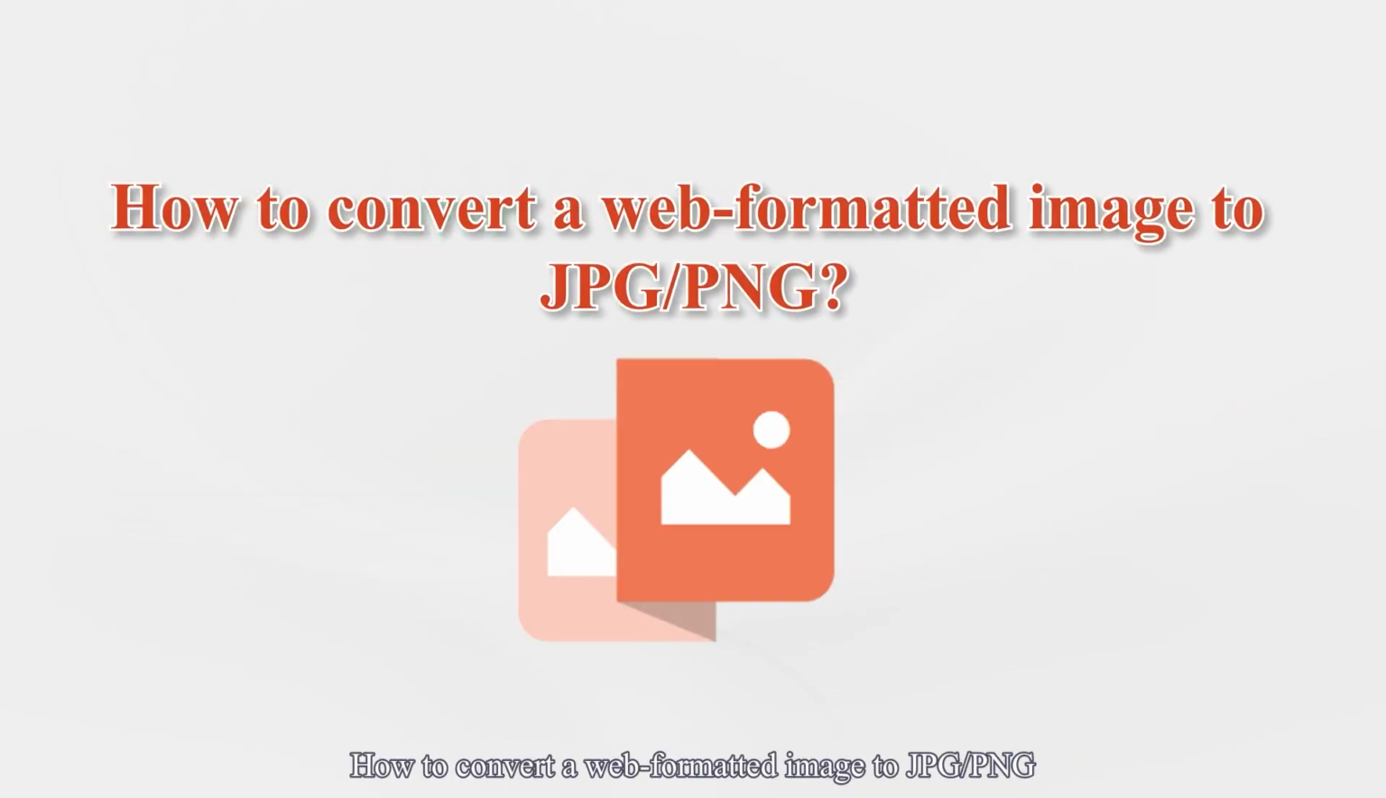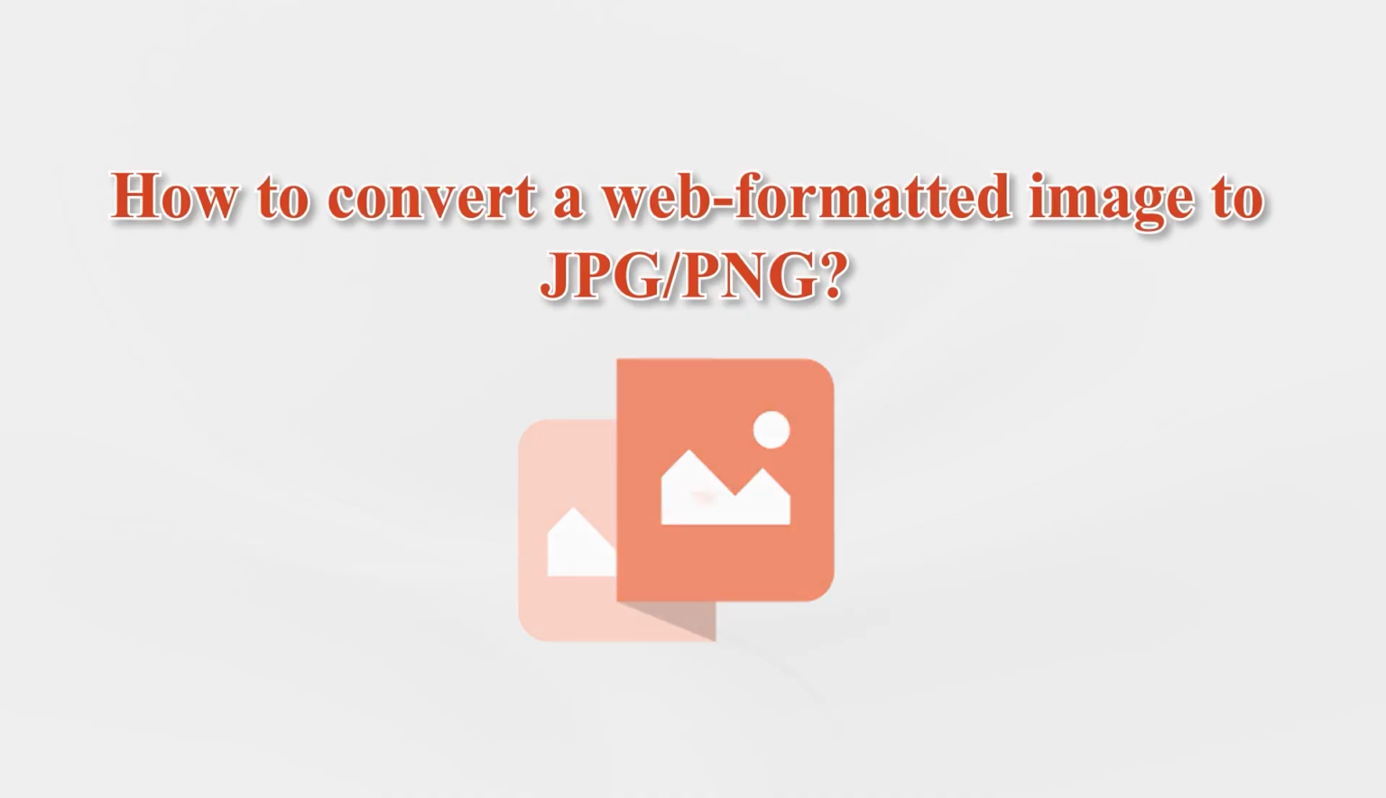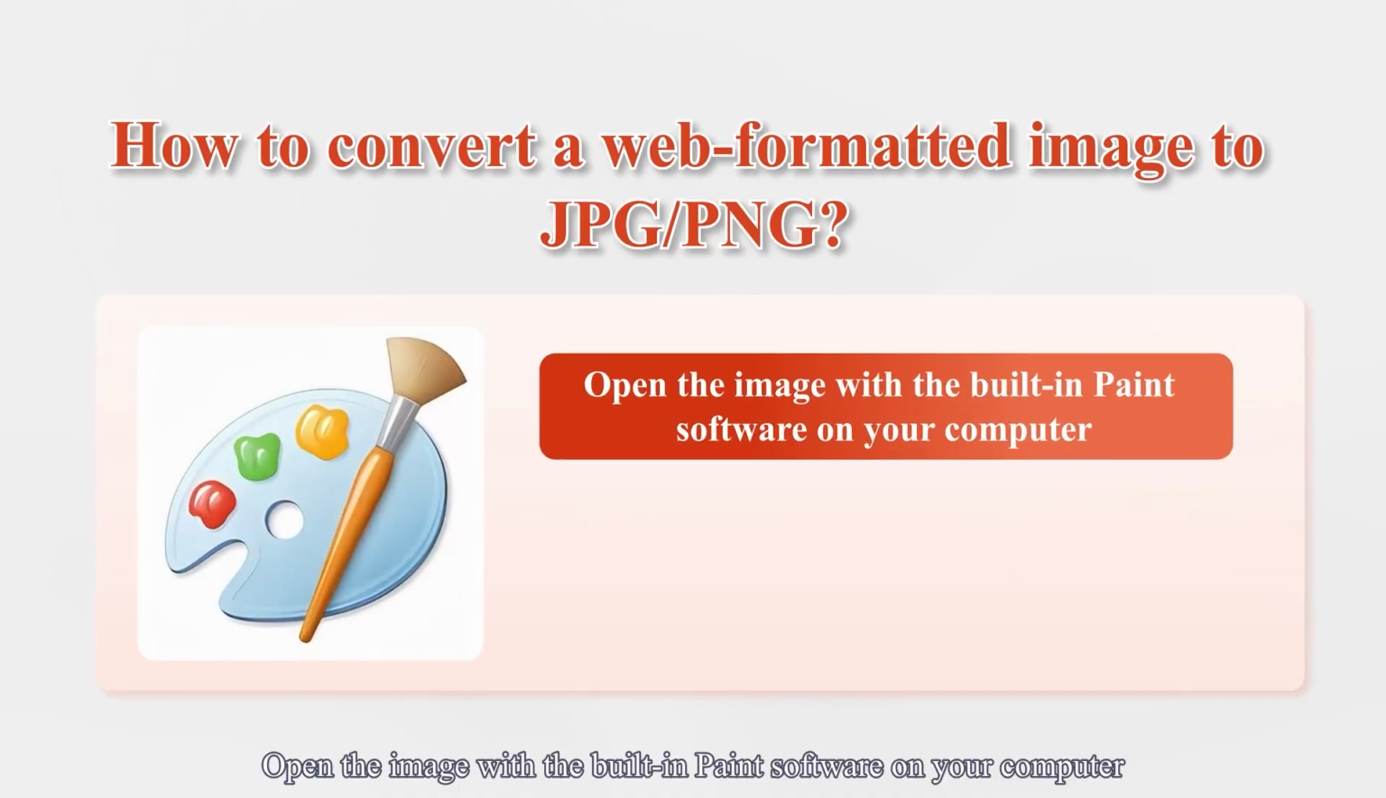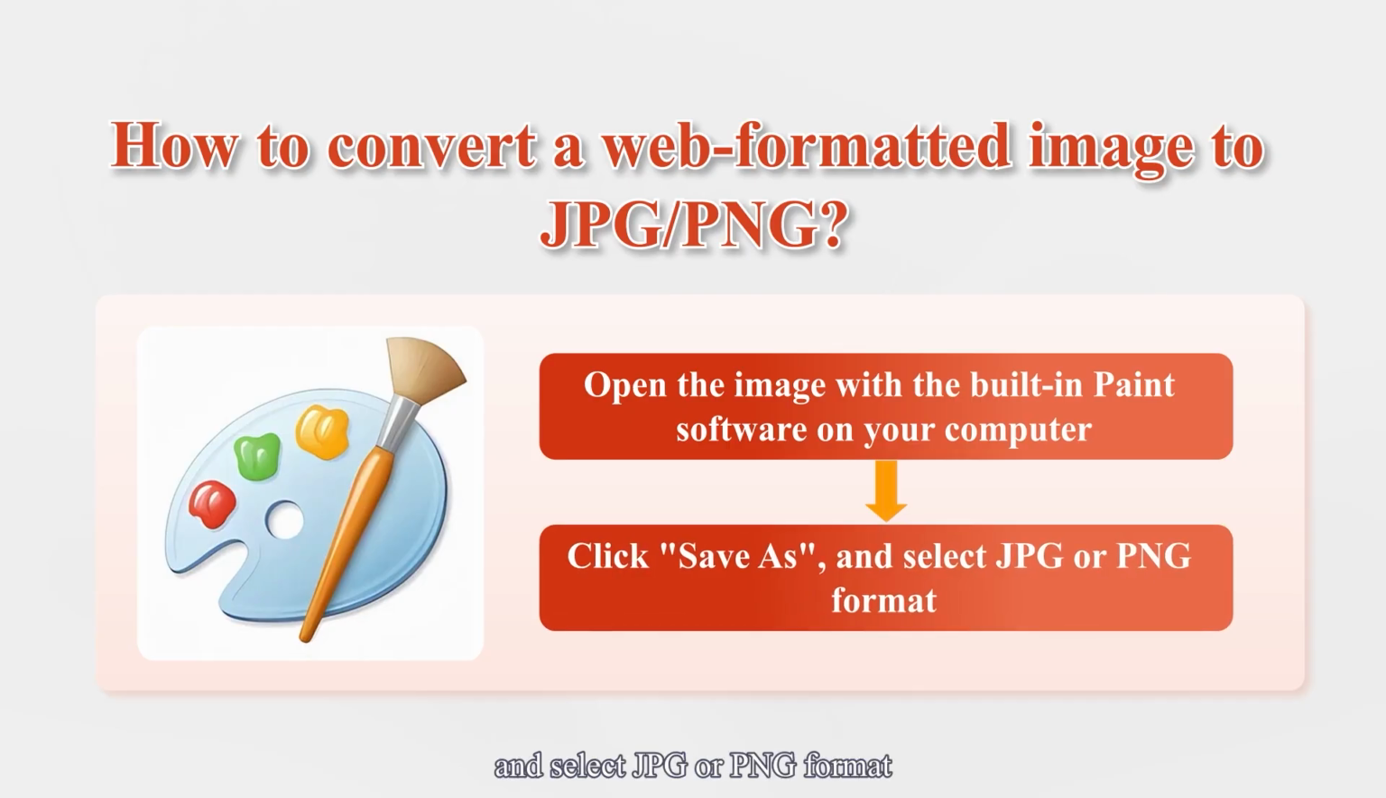How to convert a web-formatted image, JPG or PNG. Open the image with the built-in Paint software on your computer. Click Save As and select JPG or PNG format.